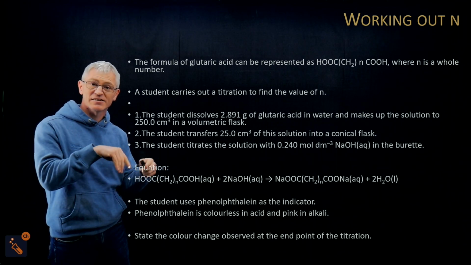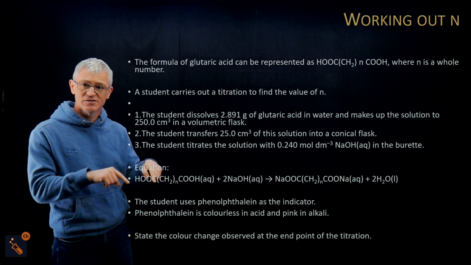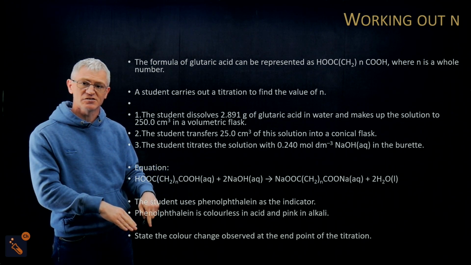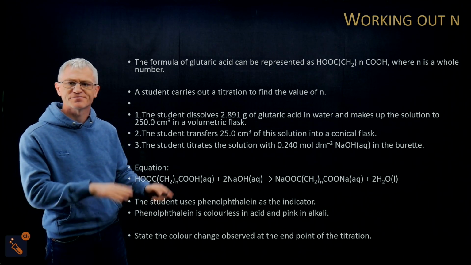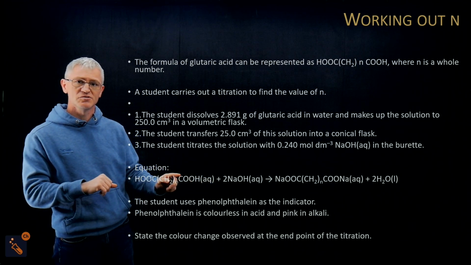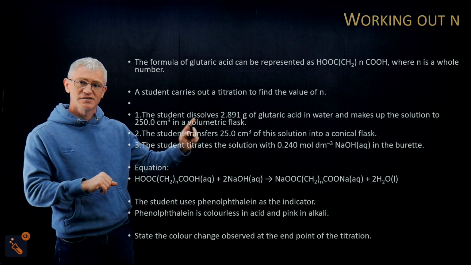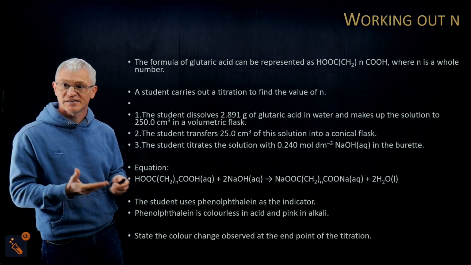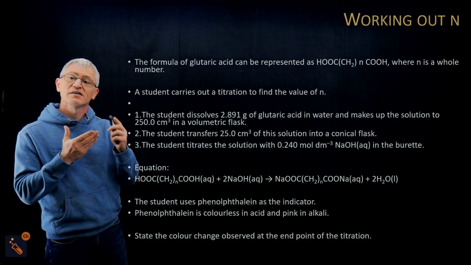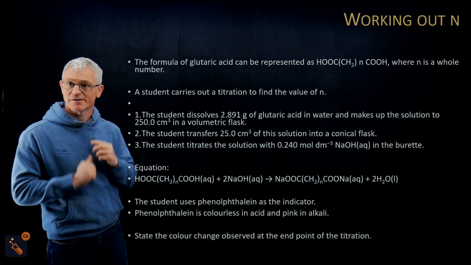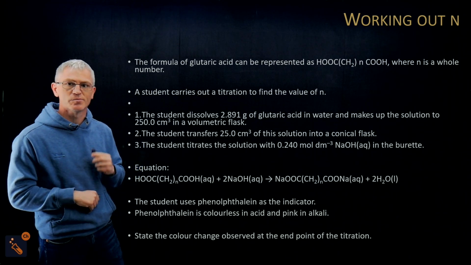Okay, so it's adding the NaOH to the acid, uses phenolphthalein, and then you have to state the colour change observed at the end of the titration. Now, let's talk about that. Colour change, remember you're adding alkali to the acid. So the acid is in the conical flask. So it's colourless in acid with phenolphthalein, and then you add the sodium hydroxide, so it will be colourless to pink. So colourless to pink in this example.